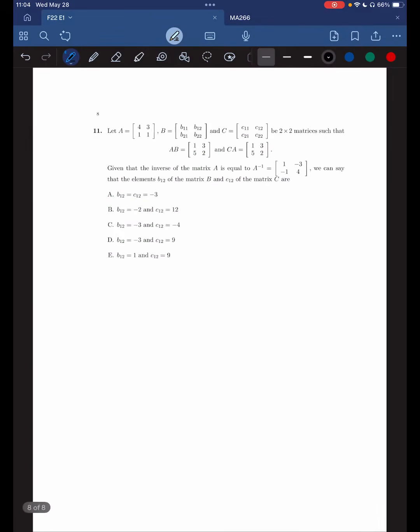All right, moving on to 11. We're given matrices A and B. B is actually not given to us, and C is also not given to us. We're given that AB is equal to [1, 3; 5, 2]. We're given that CA is equal to [1, 3; 5, 2]. We are also given the matrix that is the inverse of A, and we want to find B12 and C12. All right, very well. I will rewrite this, as this is actually a very nice question. AB is equal to CA, which is equal to [1, 3; 5, 2].